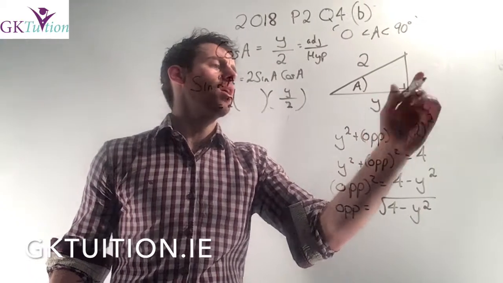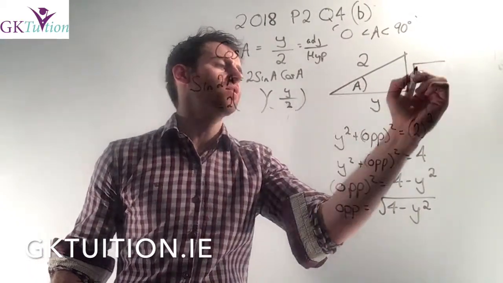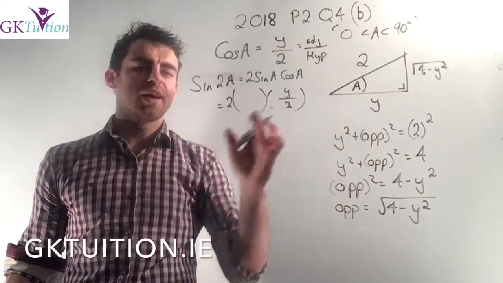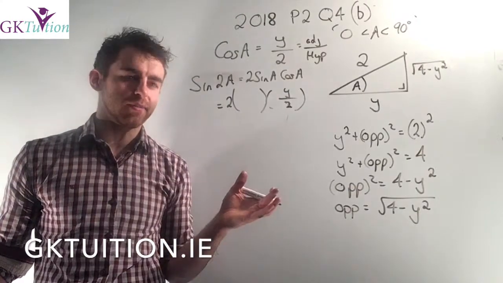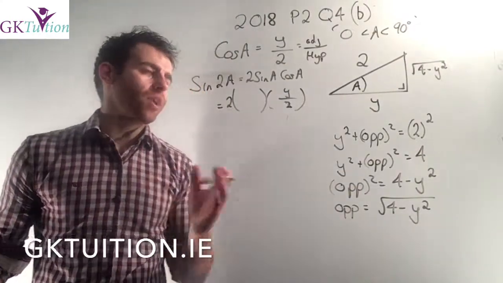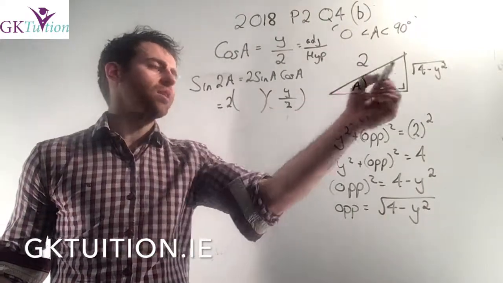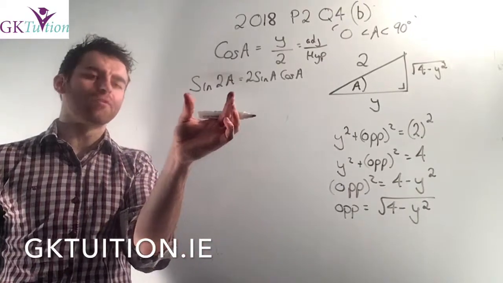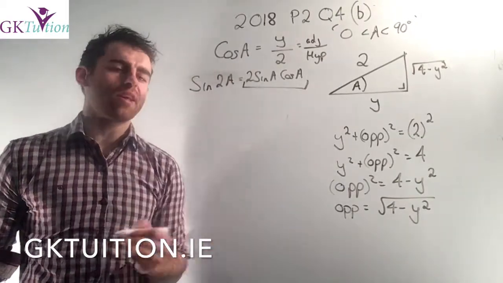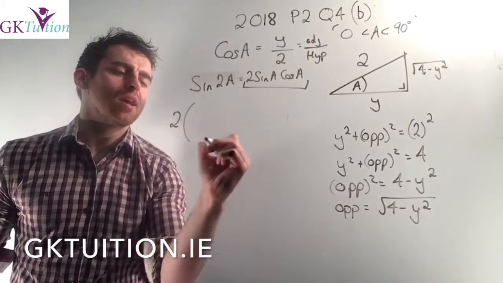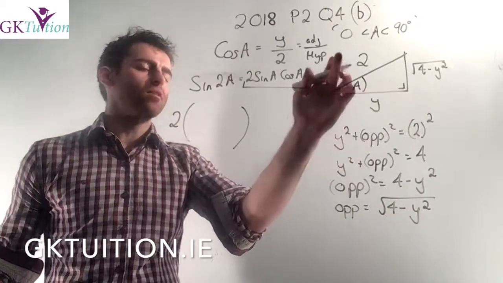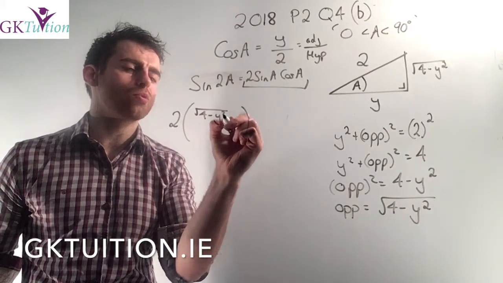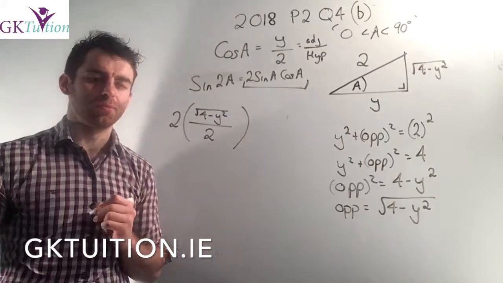So now on my triangle, I can label this side. If that's a y and that's a 2, this must be the square root of 4 minus y squared. And I'm happy enough to have a y in that, because my answer needs to be in terms of y. Now I can easily get the sine of A, because the sine is the opposite over the hypotenuse. So let's sub in. We're looking for sine 2A, which is 2 sine A cos A. I know what my 2 is. The sine of A is the opposite over the hypotenuse, which is the square root of 4 minus y squared, over 2.